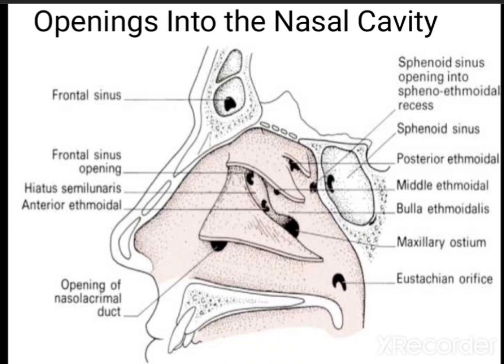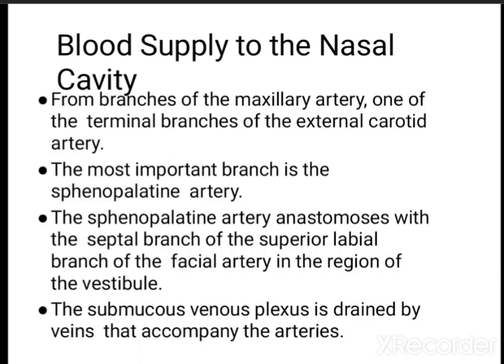So we can see the opening of the nasolacrimal duct in the inferior meatus, and the openings of the maxillary, frontal and anterior ethmoidal air sinus in the middle meatus. And in the superior meatus, we have the opening of the middle ethmoidal air sinus. And in the supreme meatus, that is the sphenoethmoidal recess, we have the opening of the sphenoidal air sinus.